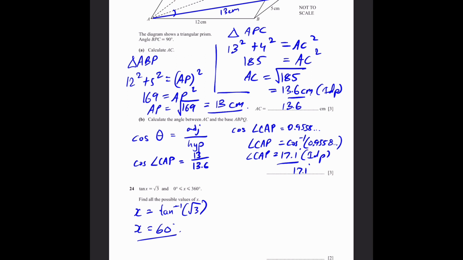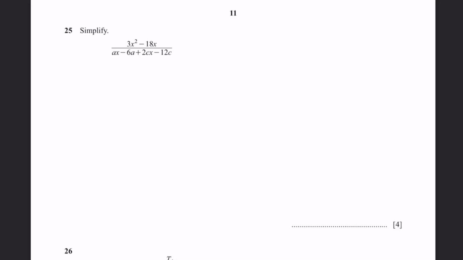But that's not the point. You just saw that it repeats every 180 degrees, right? So that means x can also be 60 plus 180, which is equal to 240 degrees. So it's 60 and 240 in degrees, of course. That's the answer. Question 25.